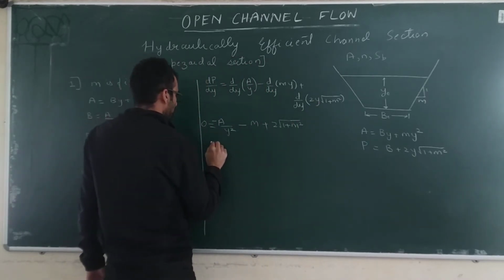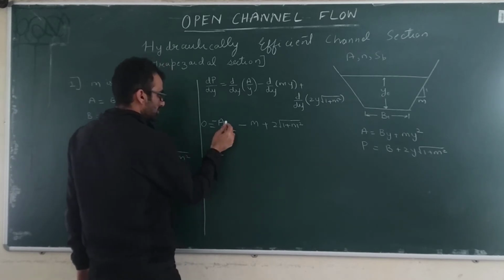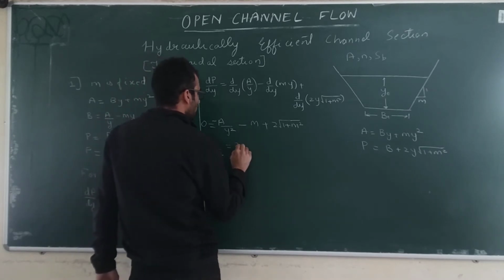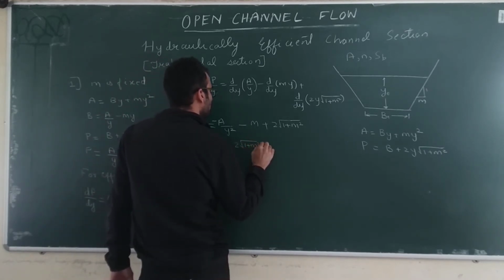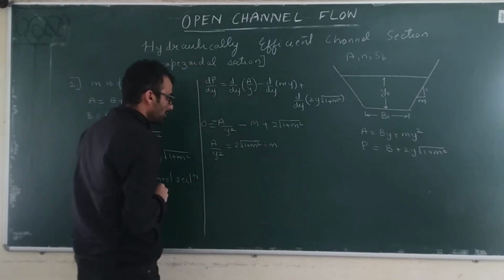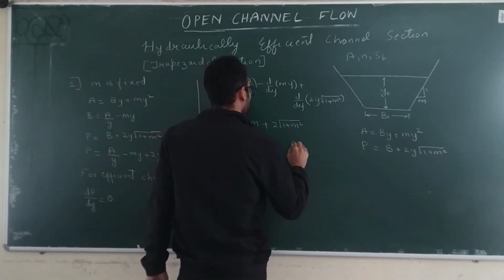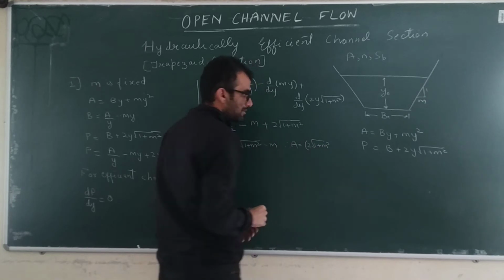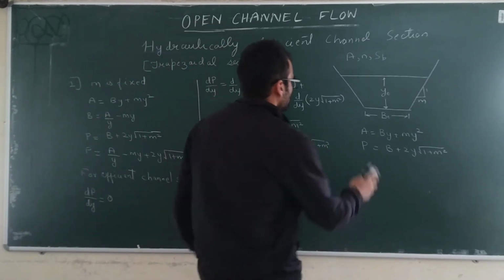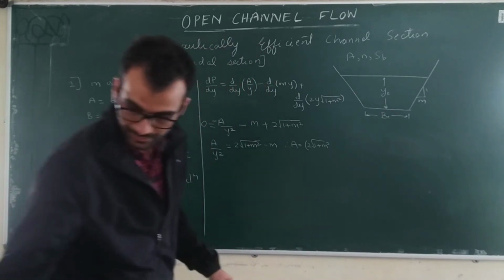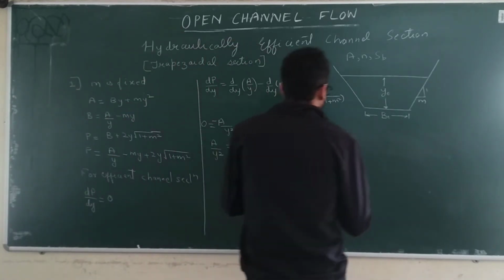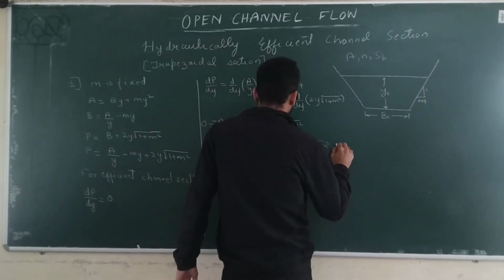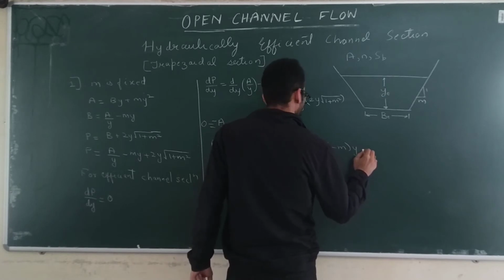So we are getting a by y square. This will come to the left hand side. A by y square I will take on the left hand side. That will be equal to twice under root 1 plus m square minus m. Therefore, what is the expression for area? Area becomes twice under root 1 plus m square minus m into y e square.